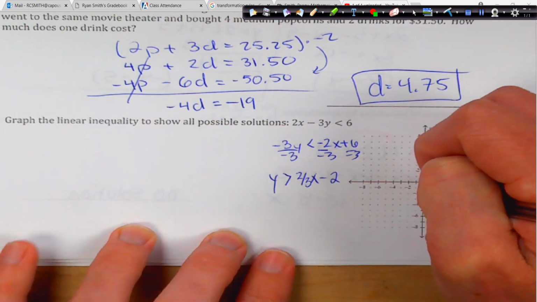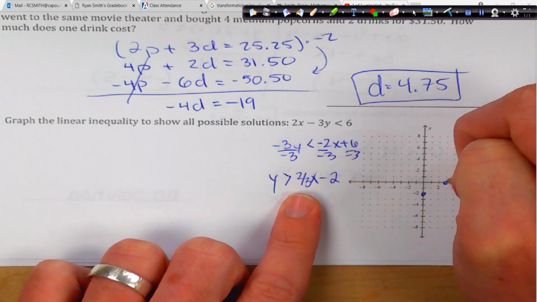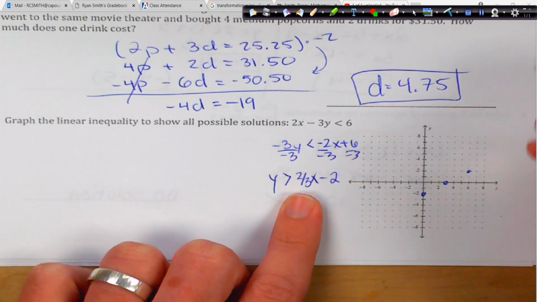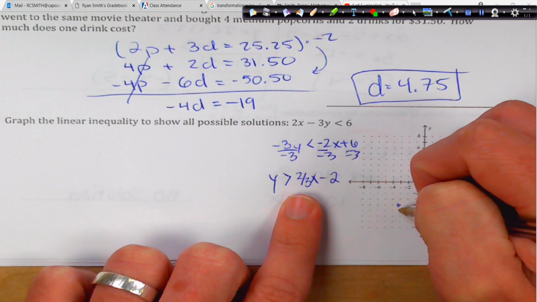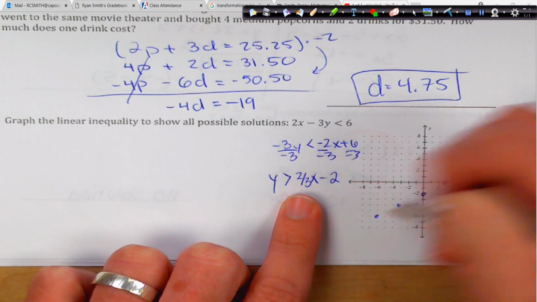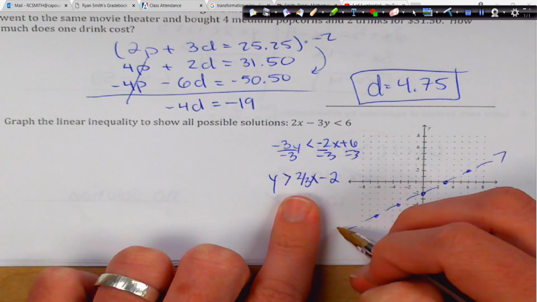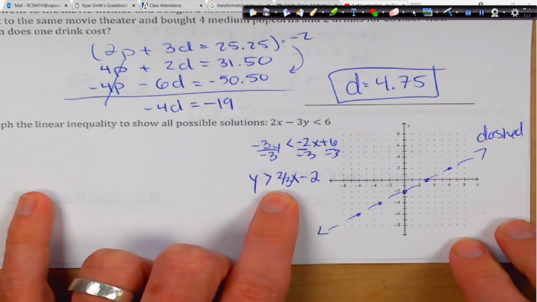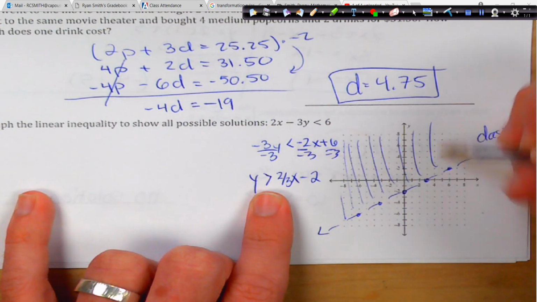So we go to negative 2, and my graph is going to go up 2 over 3, up 2 over 1, 2, 3, so on and so forth, down 2, back 1, 2, 3, down 2, back 1, 2, 3. Okay, now it's dashed line. Okay, so I always like to write dashed because it's not an equals to, and it's greater, so we're going to shade above.